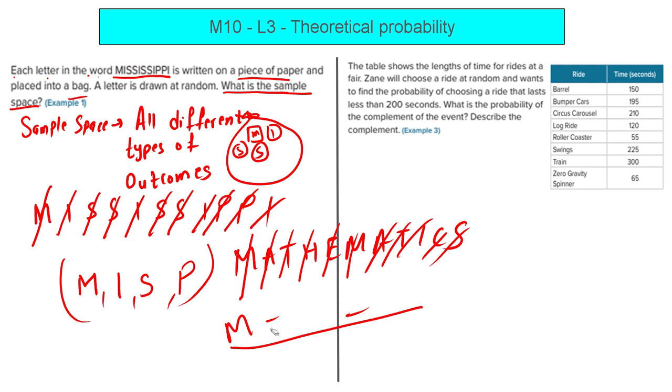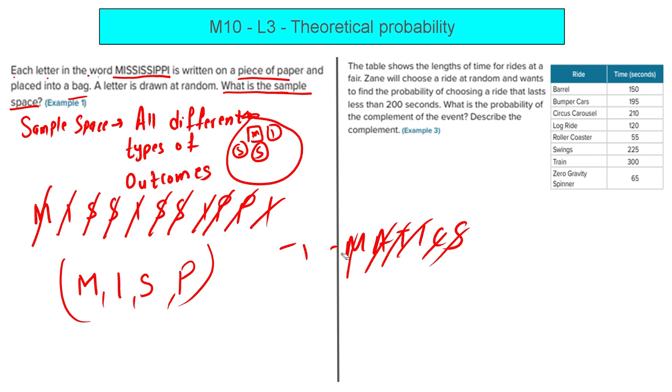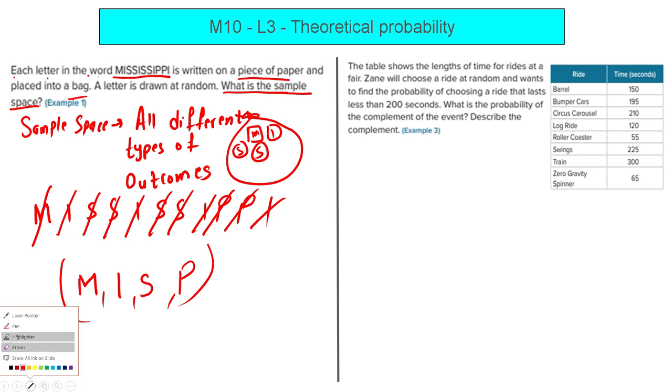Let me erase this. I need space for the next question. Now let us do the next question. The table shows the length of time for the rides at a fair. Okay, these are some rides, and their timings are given, that each ride will go on for how many seconds.